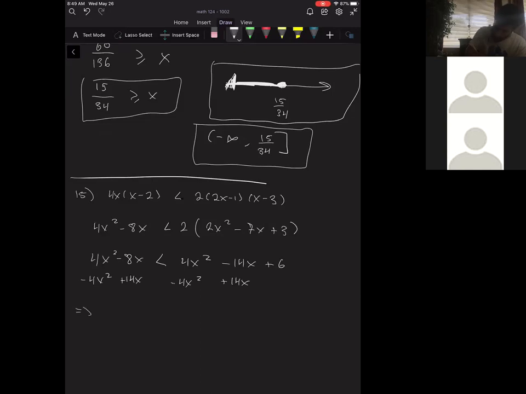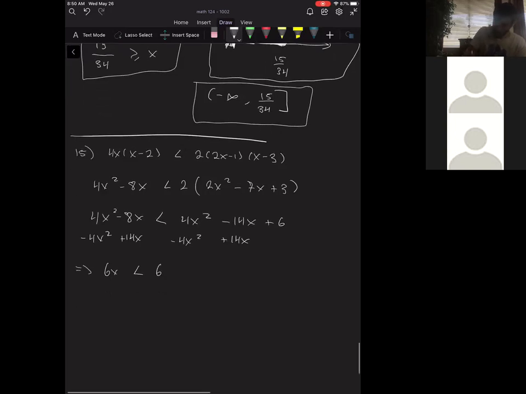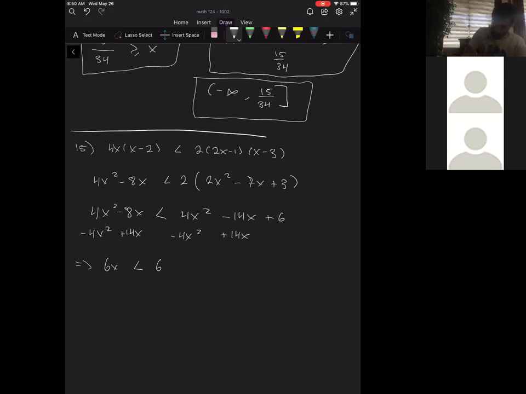On the left-hand side, those 4x squareds cancel, and then we have 14 minus 8, which is 6x. And on the right-hand side, those 4x squareds cancel, the 14s cancel, and then we just have a 6. And so then all we need to do is divide by 6. Divide 6, divide 6. Then we get x is less than 1.